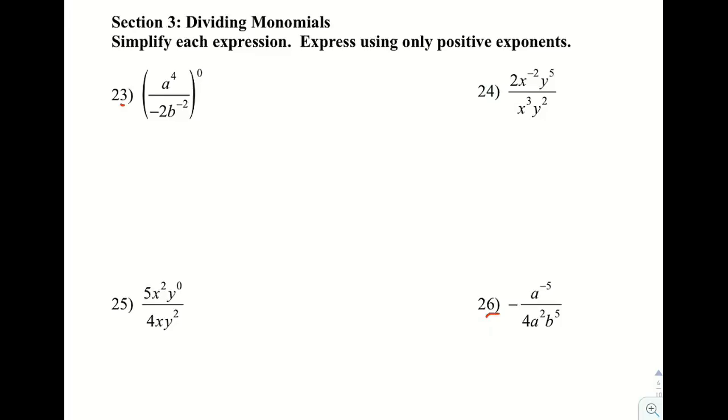Let's work through some examples for section 3 when we're dividing out these monomials. For 23, I'm not going to give you the answer here, but I am going to tell you to look at this entire thing as a single entity to the 0 power, and think about what that might mean. If you took all of that, no matter what's inside, to the 0 power, how might you treat that? So I'm just going to leave you with that thought.